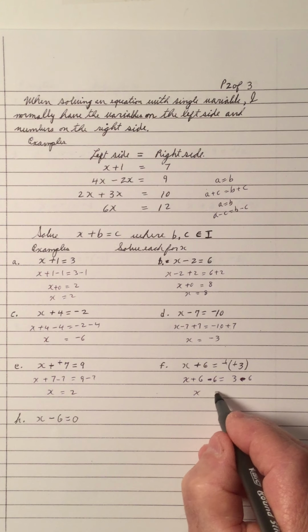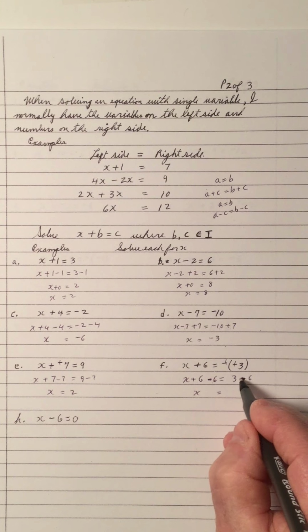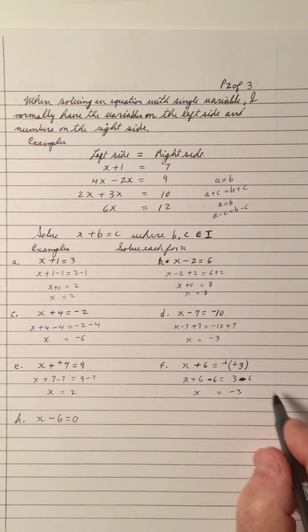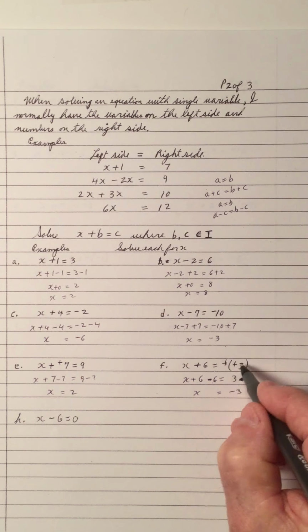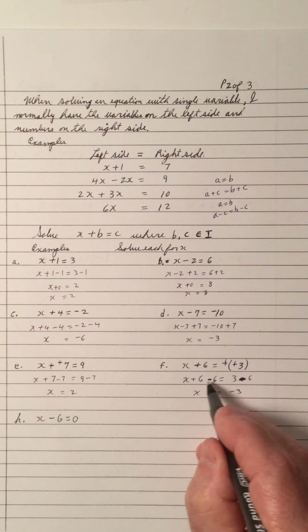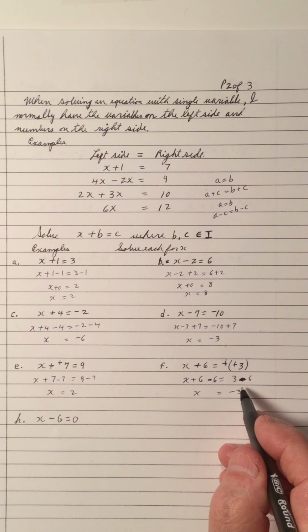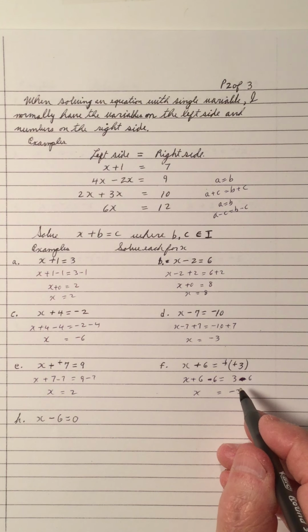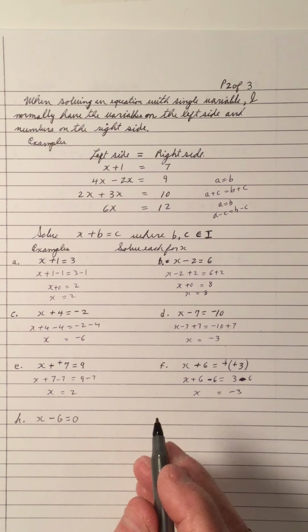So plus 6 minus 6 is 0, and 3 subtract 6 is negative 3. So the double negative becomes a positive, and I subtract 6 from both sides. Just be careful. Again, a reminder, sometimes I make errors, so apologize, but that's just the way it happens.